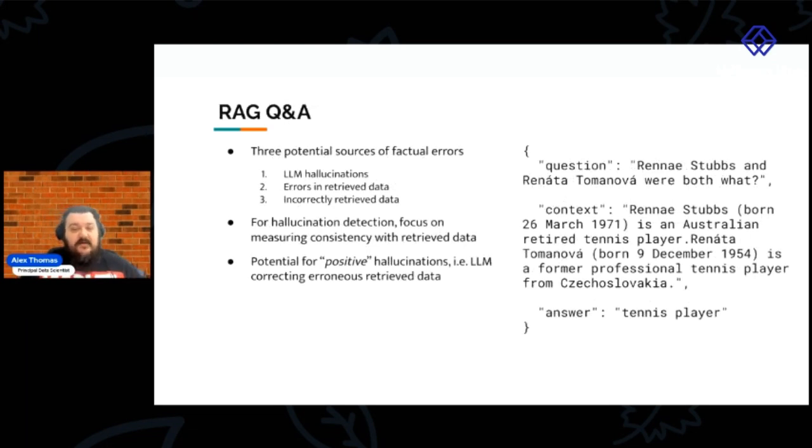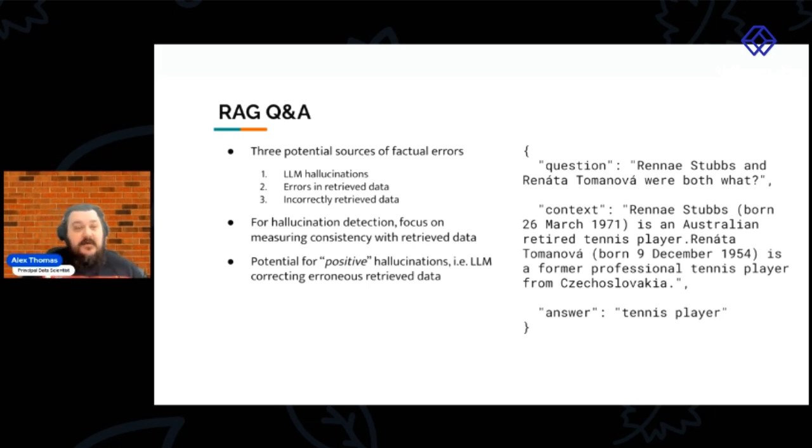RAG Q&A. This is a very popular use case for LLM applications. But now we have three different sources of factual errors. You have LLM hallucination, so the LLM just making up something that's not true. But then you also have errors in the retrieved data that the LLM faithfully used. And similarly, incorrect retrieved data.